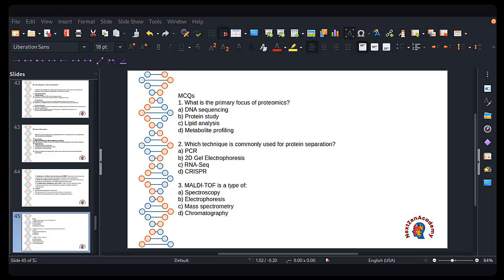Then we will do a quick recap in the last 10 minutes. And what's the full form of MALDI-TOF? TOF means time of flight. MALDI means MALDI.